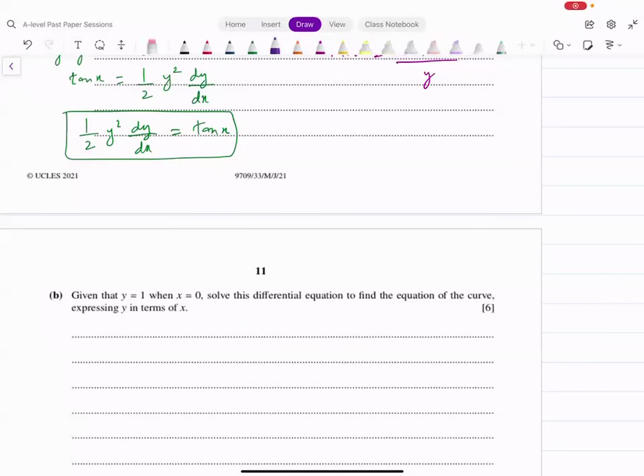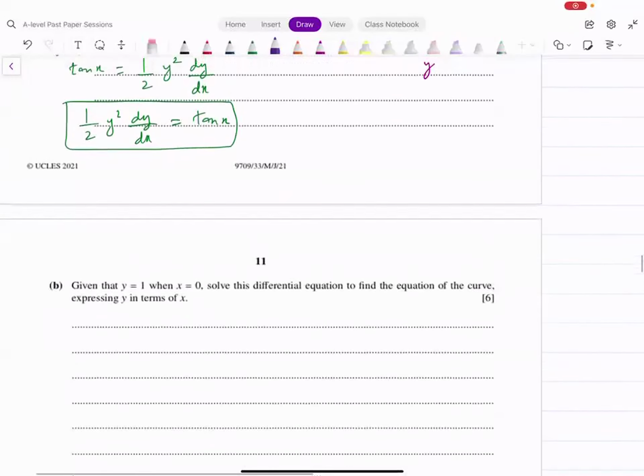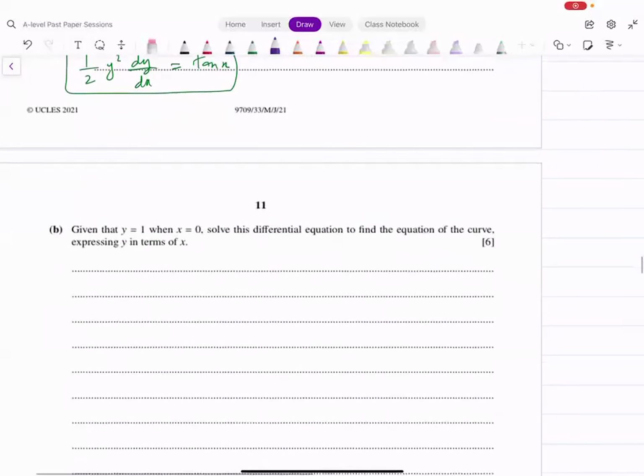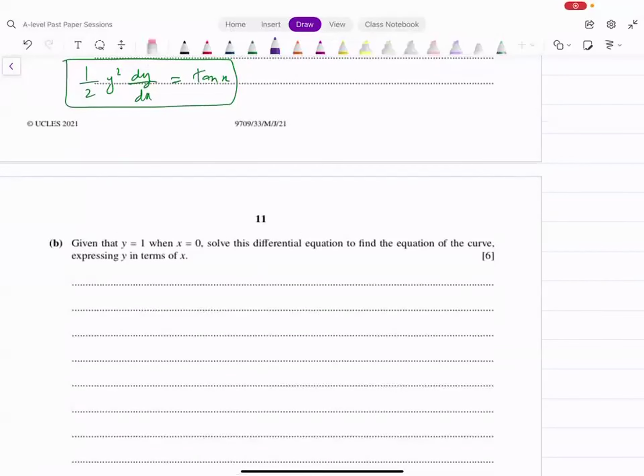This part is actually pretty straightforward. Let's try to be quick. दिल से कर लेते हैं. Differential equation को solve करना है. कैसे solve करते हैं? We separate the variables first. Variables already separated हैं एक तरह से. We have 1 over 2 y square dy. dx को right पे ले जाएं. tan x dx. Let's integrate both sides.